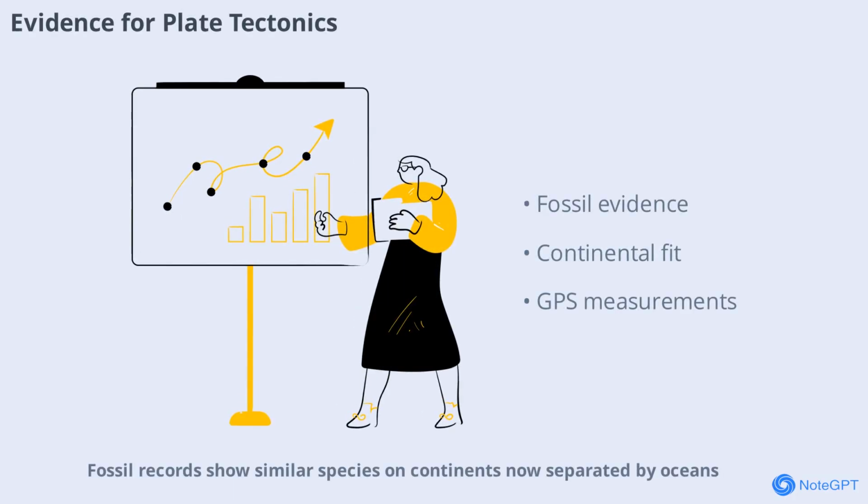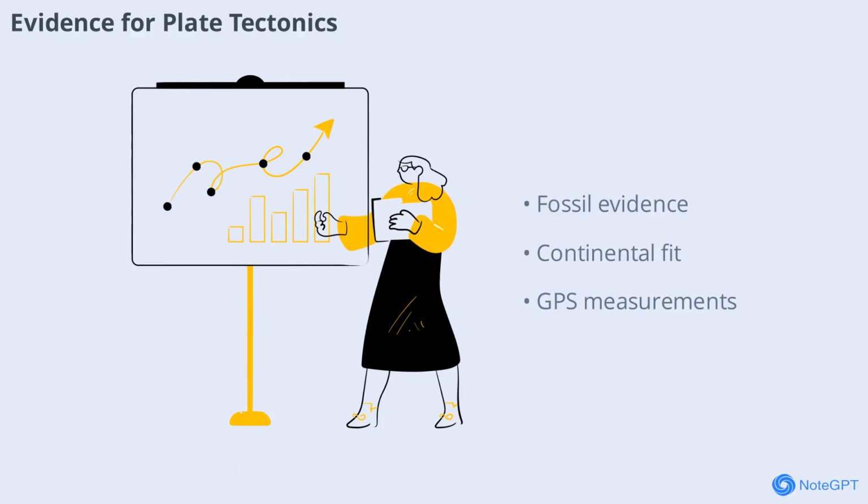Fossil records show similar species on continents now separated by oceans. The shapes of continents fit together like puzzle pieces, especially Africa and South America. Geological features such as mountain ranges and ocean ridges also align across continents. Modern technology like GPS allows scientists to measure the movement of plates in real time.